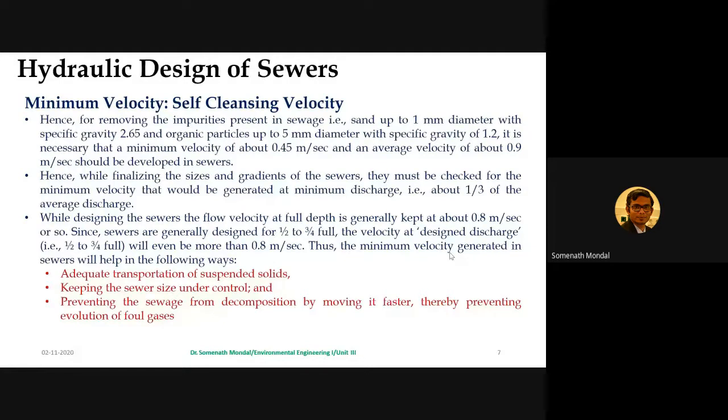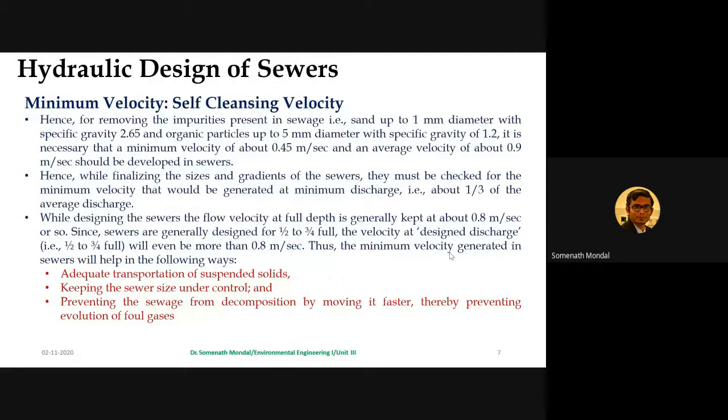In case of sand, the diameter is up to 1 millimeter with a specific gravity of 2.65, and organic particles up to 5 millimeter diameter with specific gravity 1.2. It is necessary that a minimum velocity of about 0.45 meter per second and an average velocity of 0.9 meter per second should be developed in sewers. So this velocity you can calculate from the equation which has been given before. These are the Vs values which I am talking about.